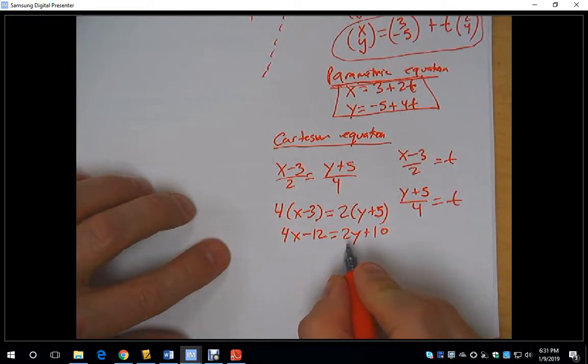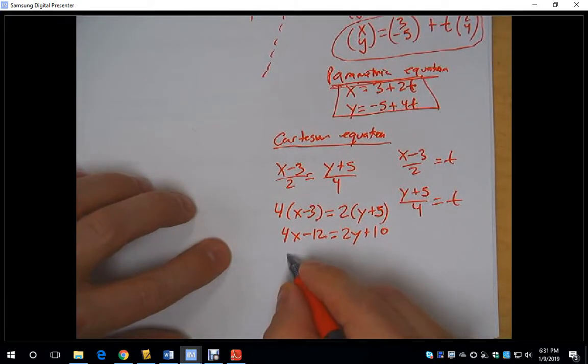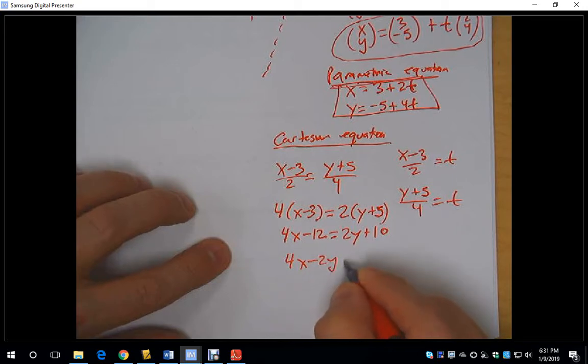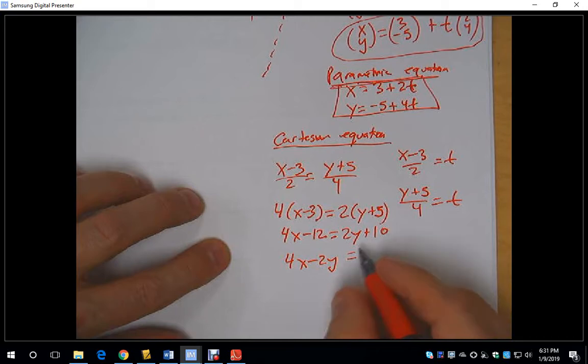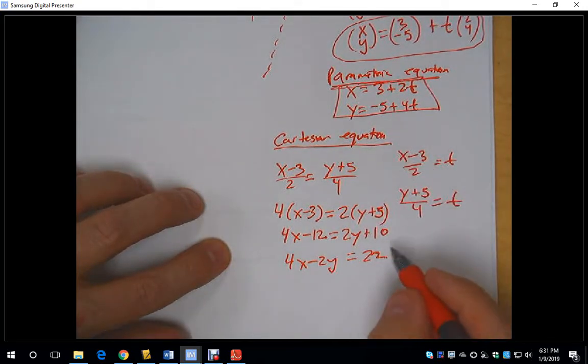All right, at this point, I'll subtract 2y from both sides. That gives me 4x minus 2y, and I'm going to add 12 to both sides. That gives me 12 plus 10 gives me 22. So here is my Cartesian equation right here.